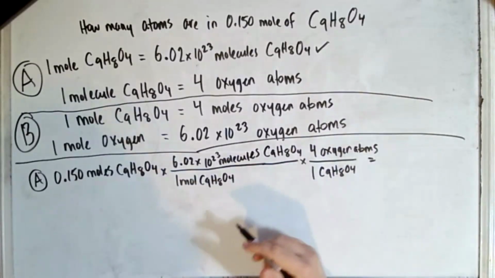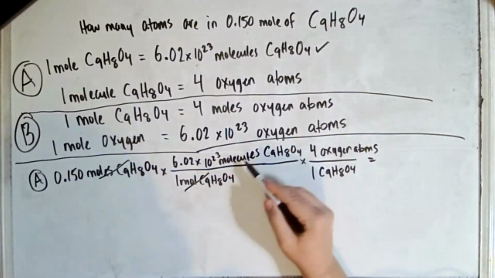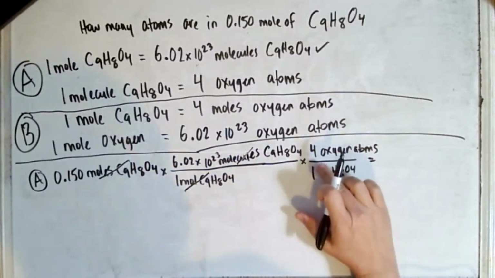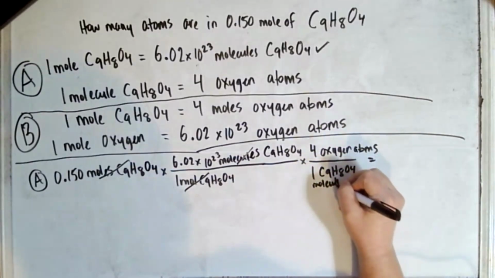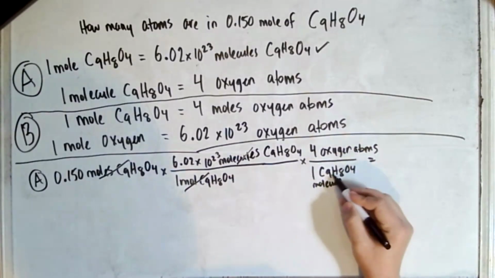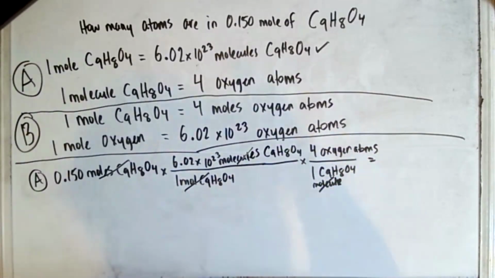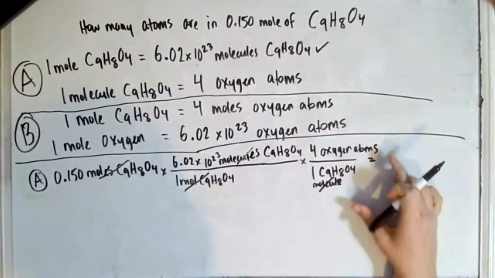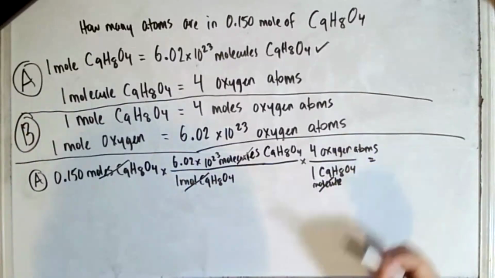All right, and notice how everything cancels out. This is your mole value canceling out. The molecule unit here, I should have written out 1 molecule here. Pretend that I wrote the molecule word there. Every 1 molecule of C9H8O4 has 4 oxygen atoms. I think I said it, but I didn't write it. So now when I do my math across, I'm going to be left with the number of oxygen atoms that are present in my sample.